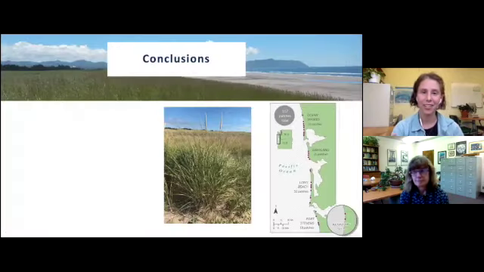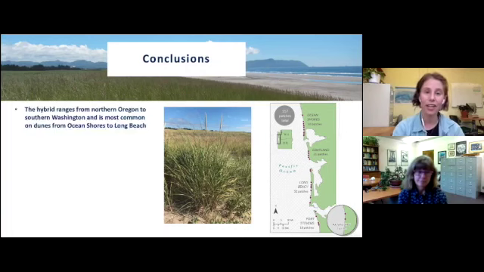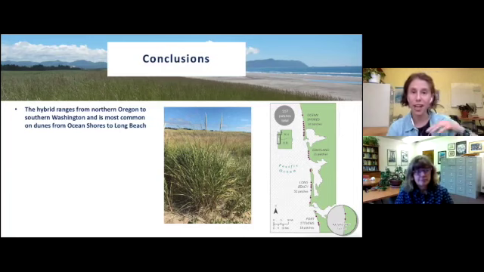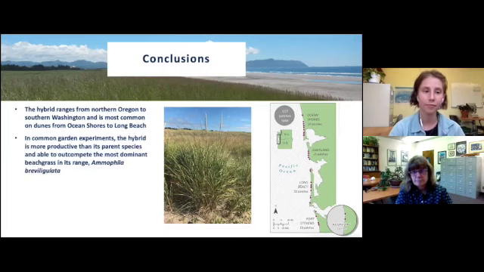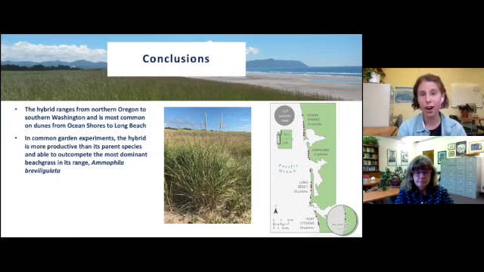Okay, so Sally and I have presented a lot of different directions and potential implications of the hybrid, and now I'll tie it all together before moving on to the community science part of this project. In conclusion, we know about the hybrid's range and abundance now. We find it currently from Pacific City, Oregon to Ocean Shores, Washington, and it's very abundant at Long Beach and Ocean Shores, Washington, especially. In terms of the hybrid's competitive ability and growth rate, we find that it's more productive than its parents and also able to outcompete Ammophila breviligulata, which is the most dominant beachgrass in its range.